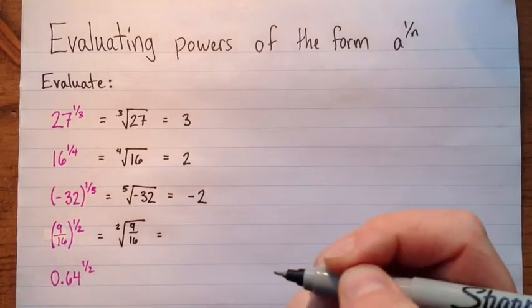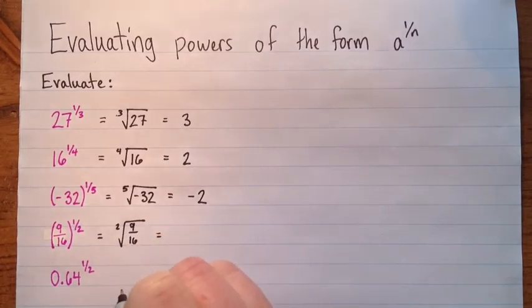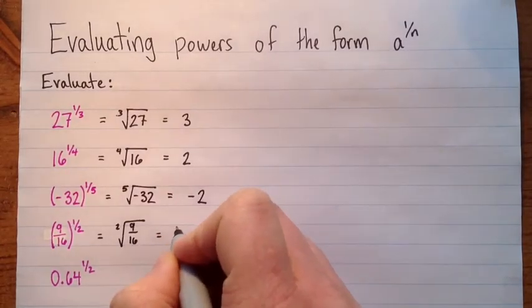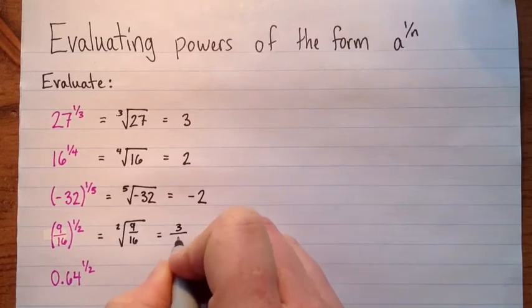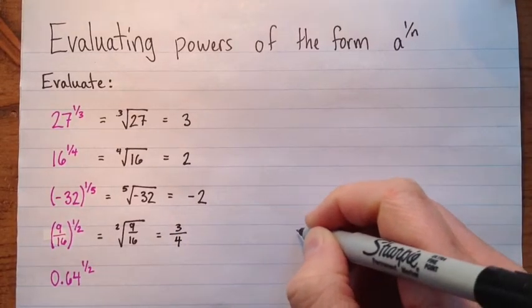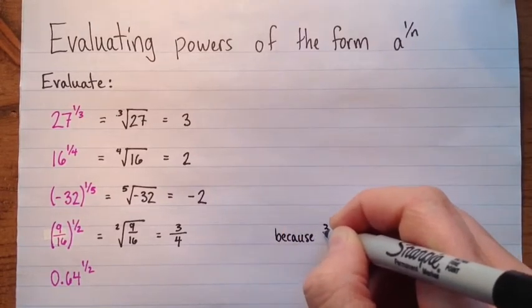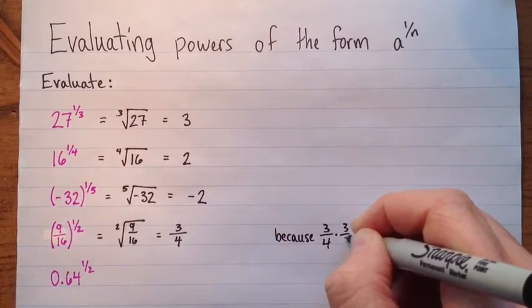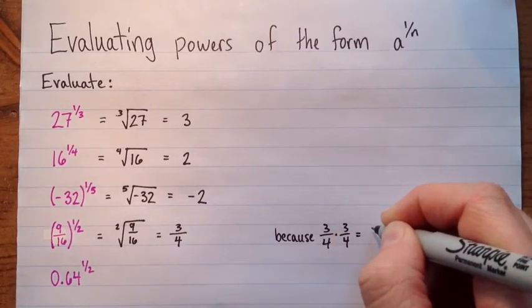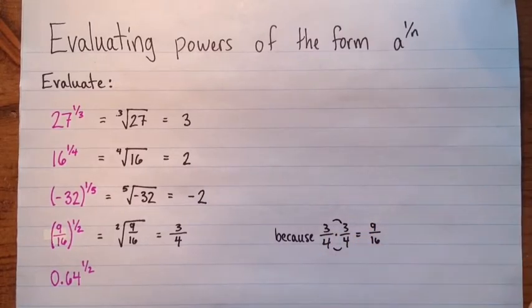So that means that if we're taking the square root of a fraction, we could sort of think about taking the square root of the top and bottom separately. So this is going to be 3/4. Over here, I'll just add some more details, because 3/4 times 3/4 equals 9/16. Just multiply the numerators, multiply the denominators.